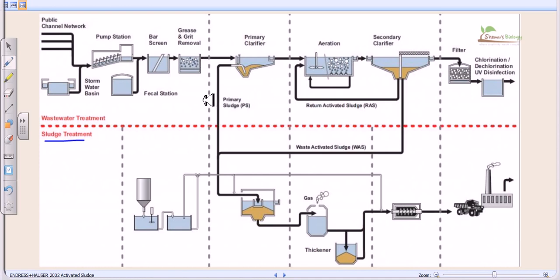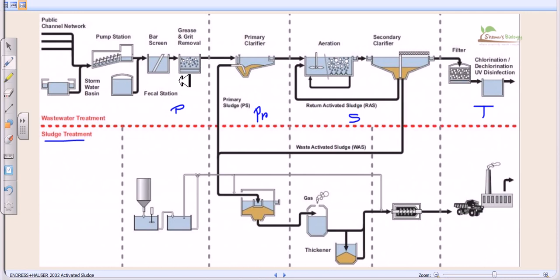Now the first treatment is the preliminary, the second treatment is the primary, then the secondary, and finally the chemical treatment or the tertiary treatment is conducted. So we can divide the liquid treatment into four parts: preliminary, primary, secondary and tertiary. So this is the preliminary treatment, then the primary treatment, then secondary and then tertiary. These four types of treatments are there.